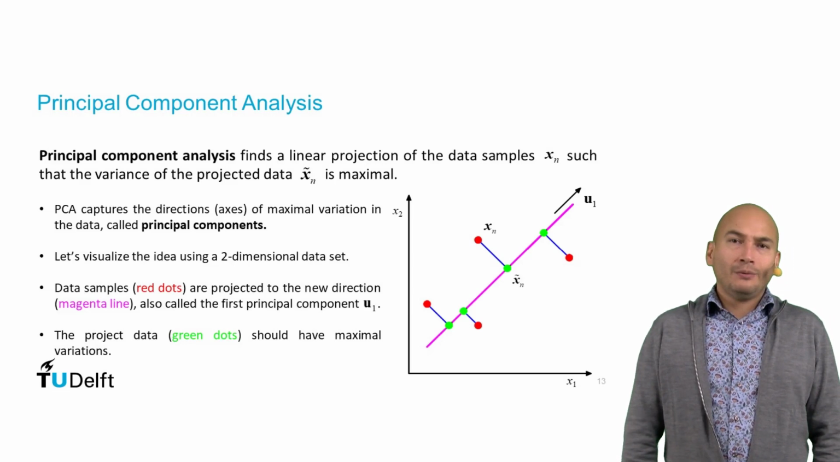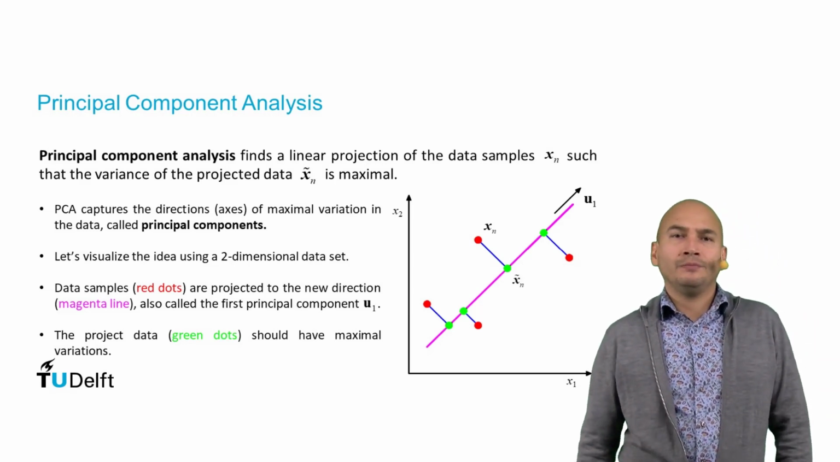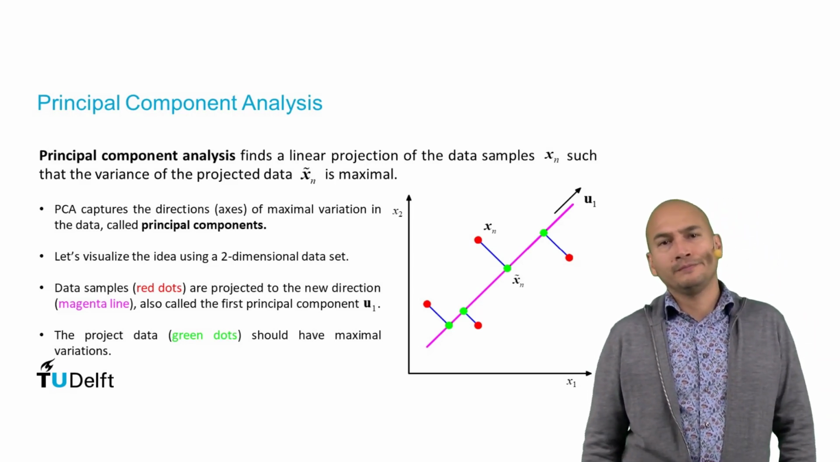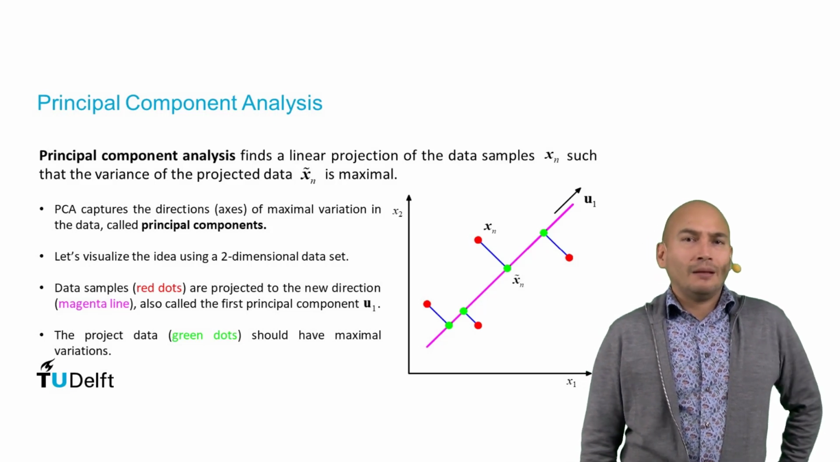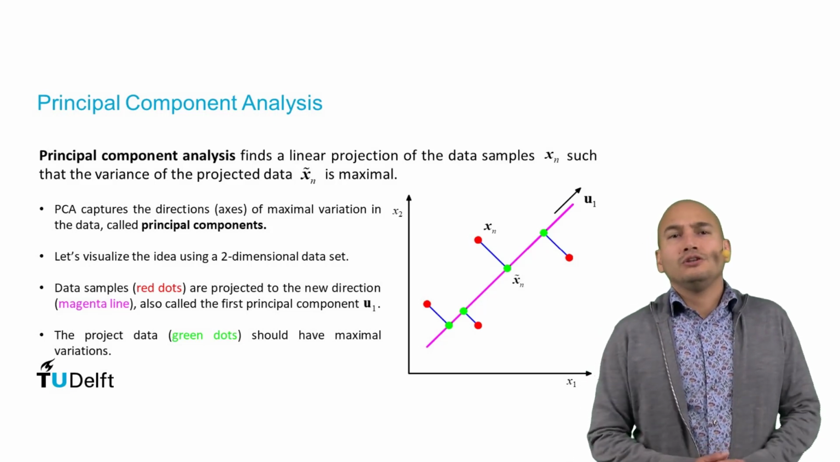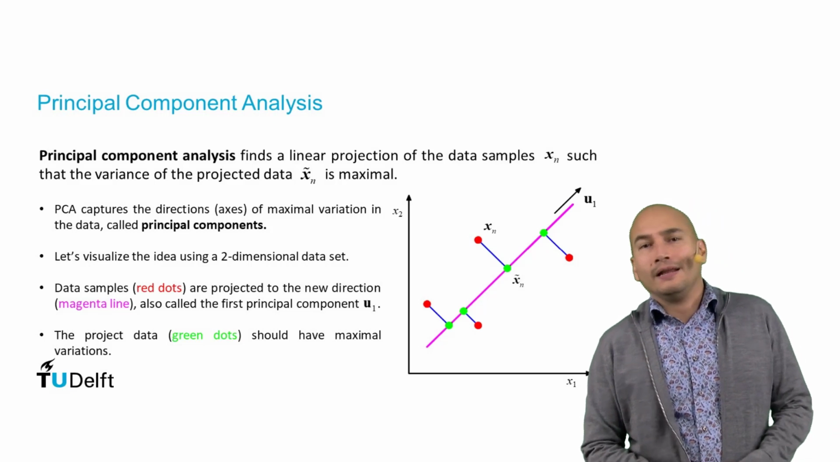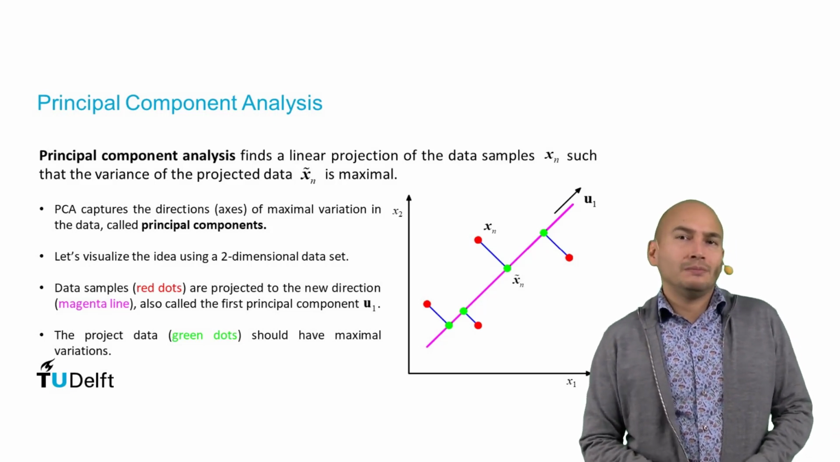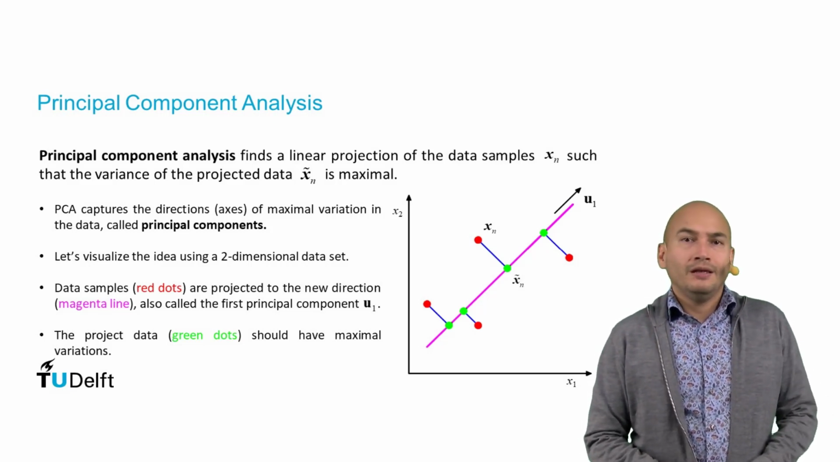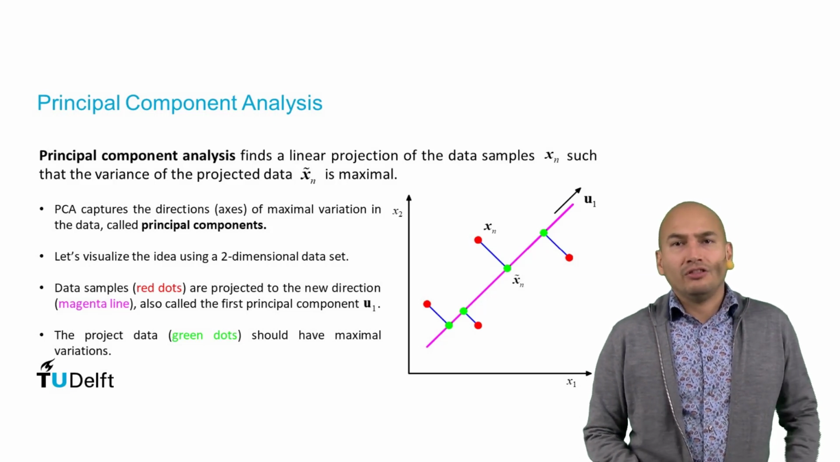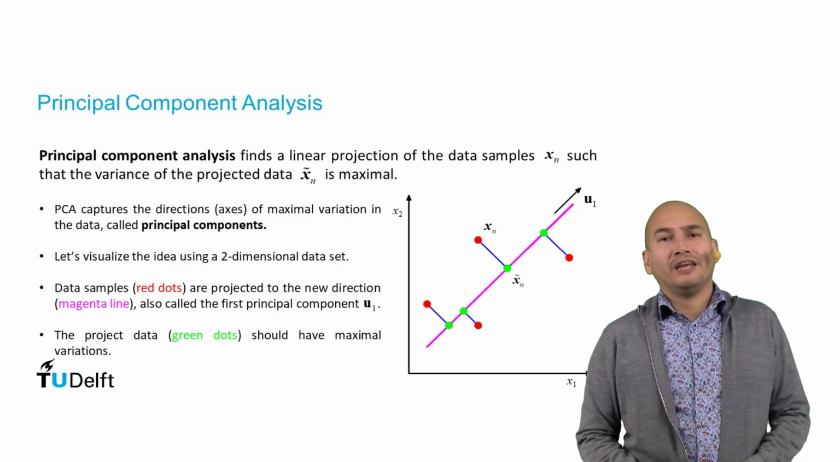Here we have a 2D data set with samples denoted by red dots. These data samples are projected onto the new direction denoted by the magenta line, also called the first principal component U1. The projected data are denoted by green dots, and they should have maximal variations between each other.